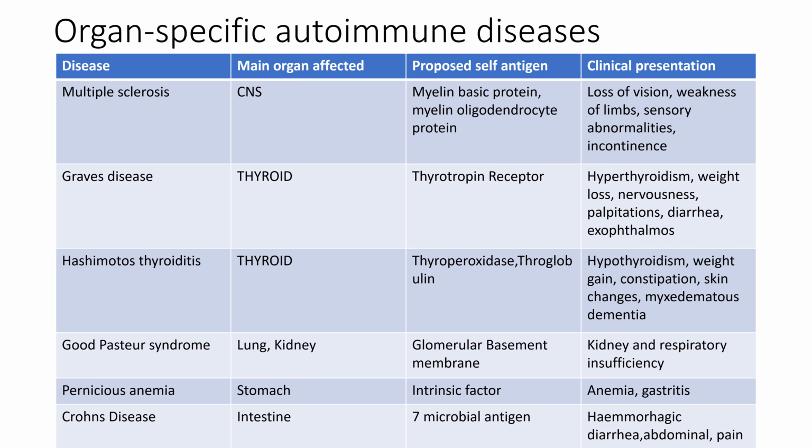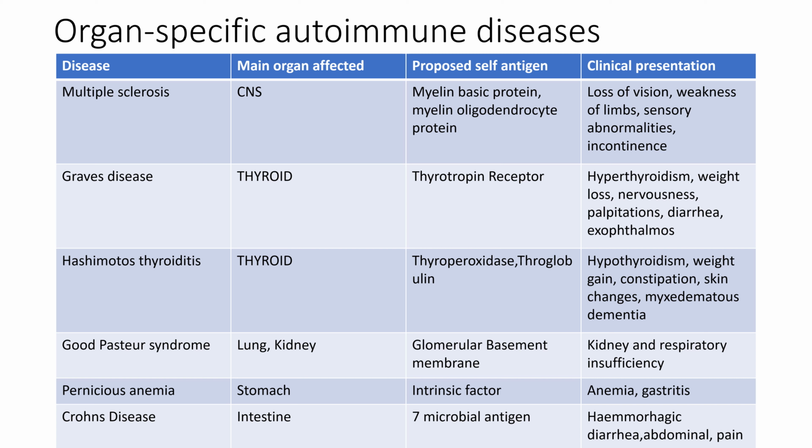And in Graves' disease, the main organ affected is the thyroid, and the proposed self-antigen is the thyrotropin receptor, which results in hyperthyroidism, weight loss, nervousness, palpitation, diarrhea, and exophthalmos. Whereas in Hashimoto thyroiditis, the main organ involved is the thyroid, and the proposed self-antigens are thyroperoxidase and thyroglobulin, which result in hypothyroidism, weight gain, constipation, skin changes, myxedema, and dementia in the concerned patient.